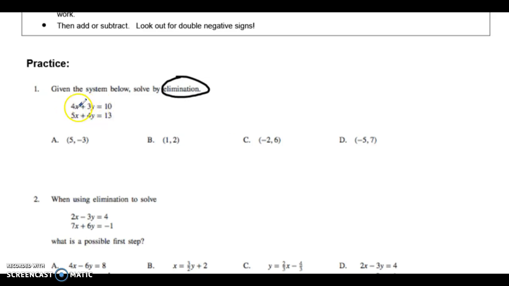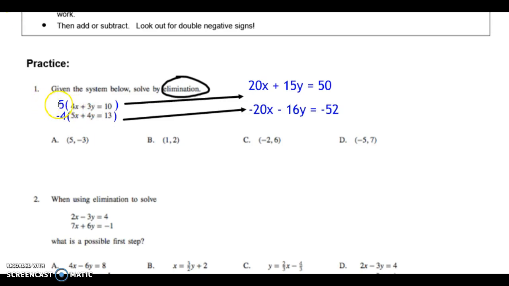But none of these coefficients are the same. So what we're going to try to do is make them the same by multiplying. Both of these equations need to be multiplied by something. So we're going to multiply the top and bottom by each other's coefficients. What I mean by that is I'm going to take this 4x plus 3y equals 10. I'm going to multiply it by 5. And the bottom one, I'm going to multiply by, or rather, negative 4. If I do that, 5 times 4x is going to give us 20x. Negative 4 times 5x is going to give us negative 20x. Therefore, giving us something that could eliminate.